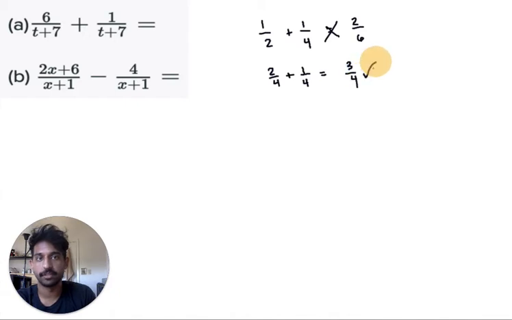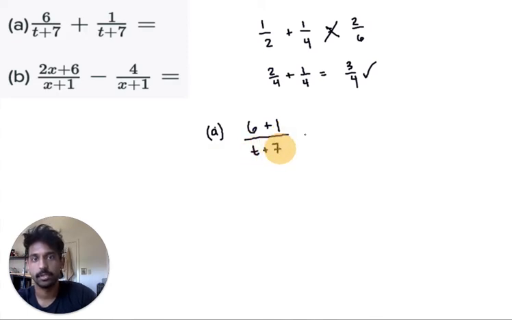And that's your answer. With these questions, we're lucky in that the denominators are the same already. And so all we have to do is combine them. Again, because the denominators are the same, we only add the numerators. So for A, the numerator 6 plus 1, all over the same denominator, t plus 7. And then we add the numerators together, we combine like terms, and so we get 7 over t plus 7.